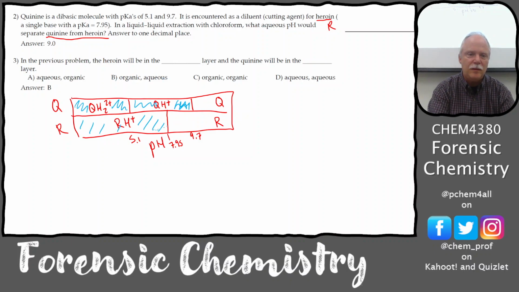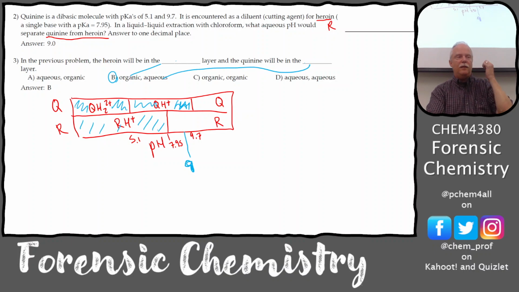So the first, in problem 2, they're just asking for the pH. Now I need to ask you, well, which one is in which phase? So it says heroin will be in the blank phase. So down here, if I pick this pH right here of 9, the quinine's mostly protonated and the heroin's not protonated. And so this heroin will be in the organic phase and quinine will be in the aqueous phase. So B, organic and aqueous. Does that help? All right, good. The speciation chart is the way to go because 9 is pretty close to 9.7 and 7.95, and so you could get in there and figure out what percent ionized it is. Okay.